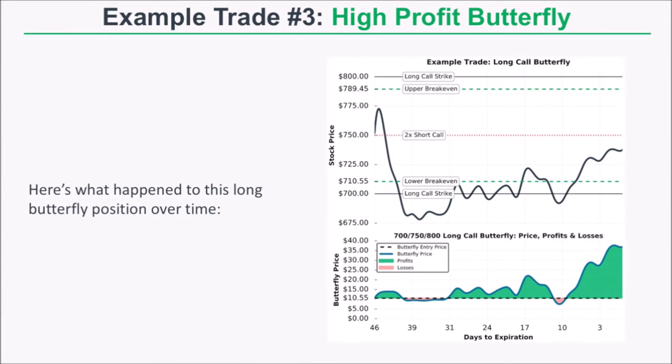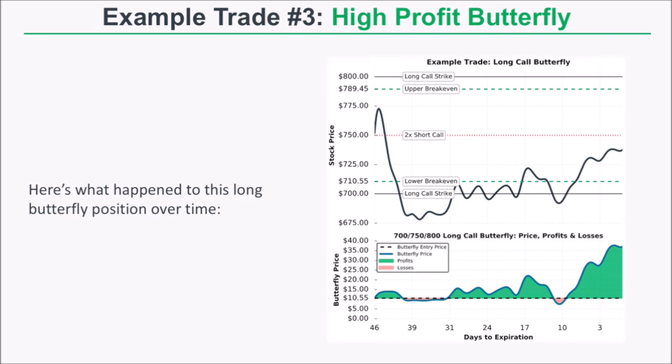Alright, so in this example, we can see that the stock price starts right around $750, which is our short call strike price, and unfortunately, the stock price craters all the way down to $675. And as we can see there, the butterfly spread actually didn't change that much, fortunately, and even more fortunately, the stock price came back all the way from $675 and expired just below our short call strike price of $750.